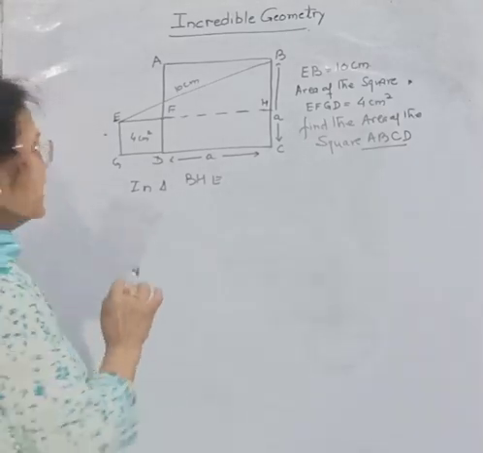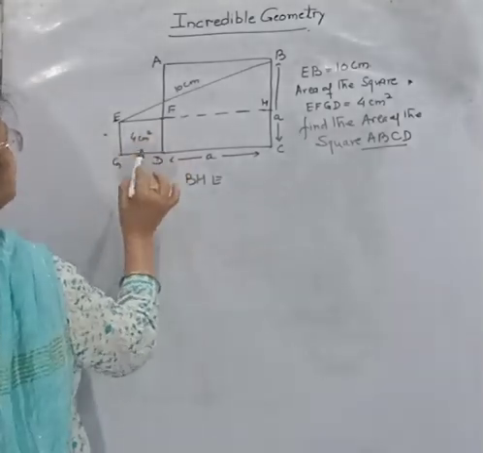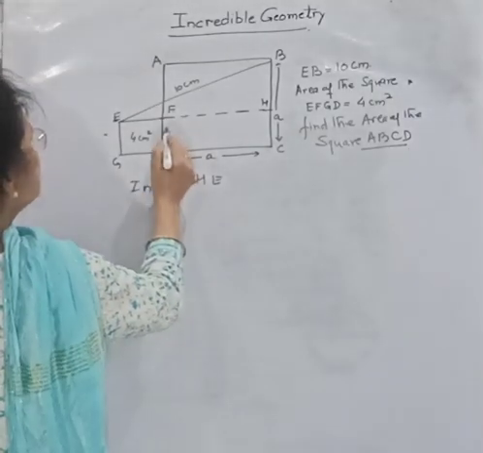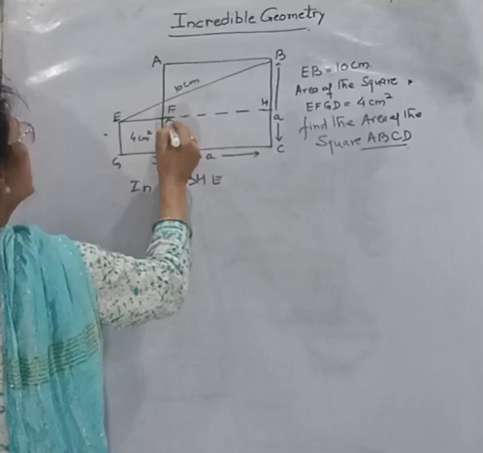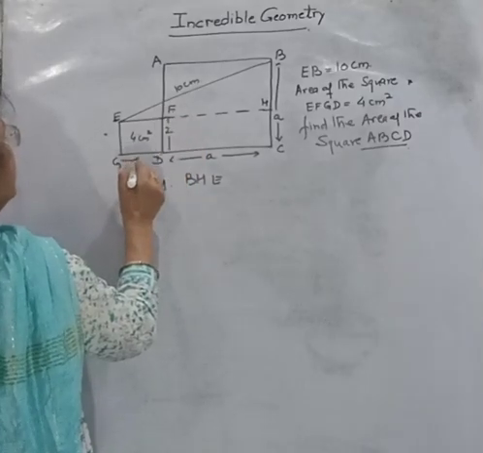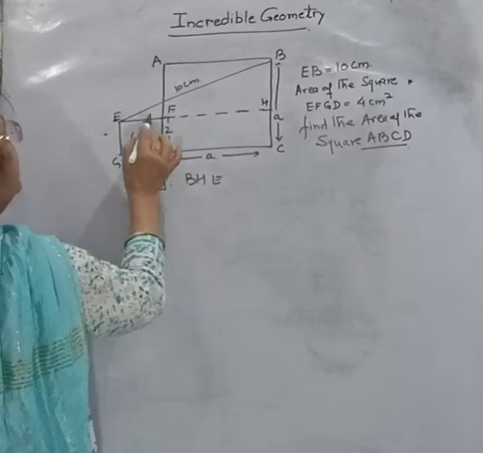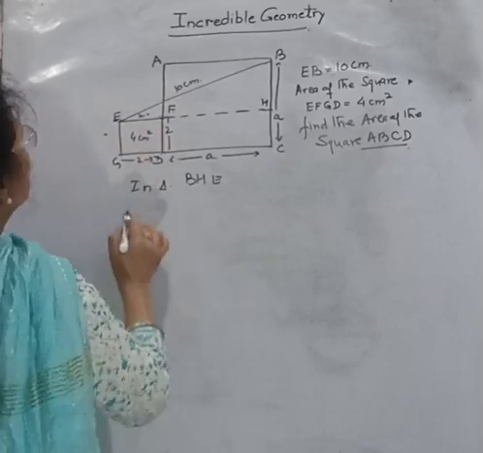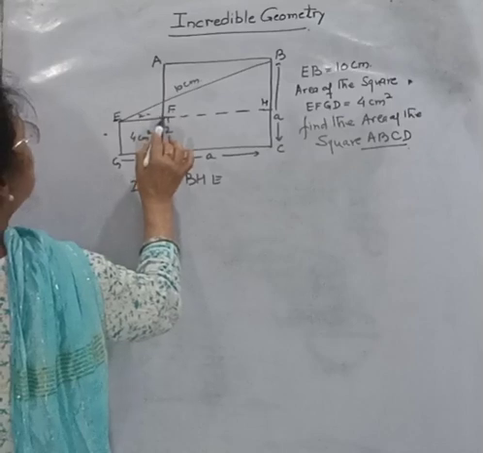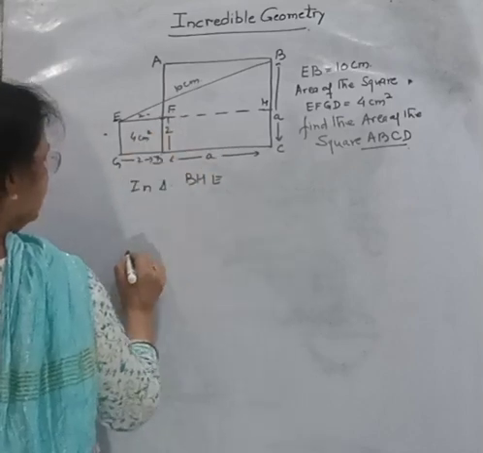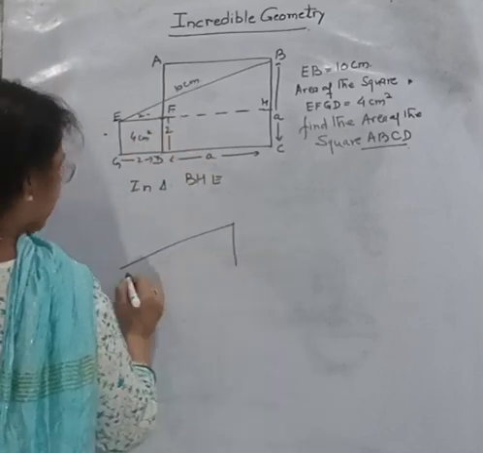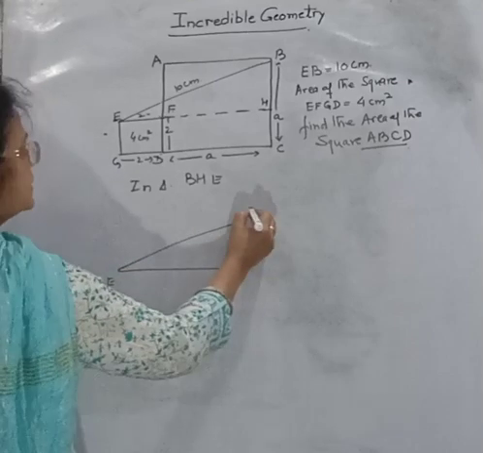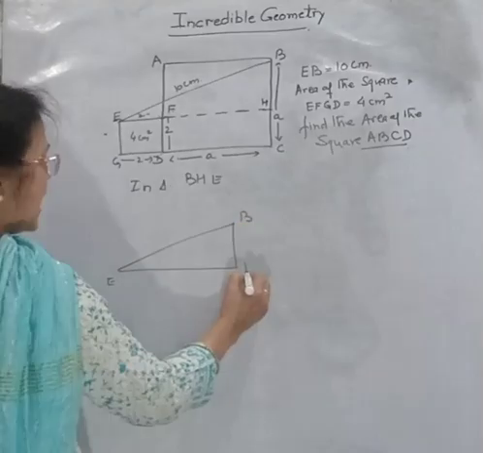Since EFGD is a square, each side of it will naturally be 2. This will also be 2, and this side will also be 2. EF will be equal to 2. It means this will be equal to 2 plus A. It means we now have this type of triangle. This is the point E, this is B, this is H.